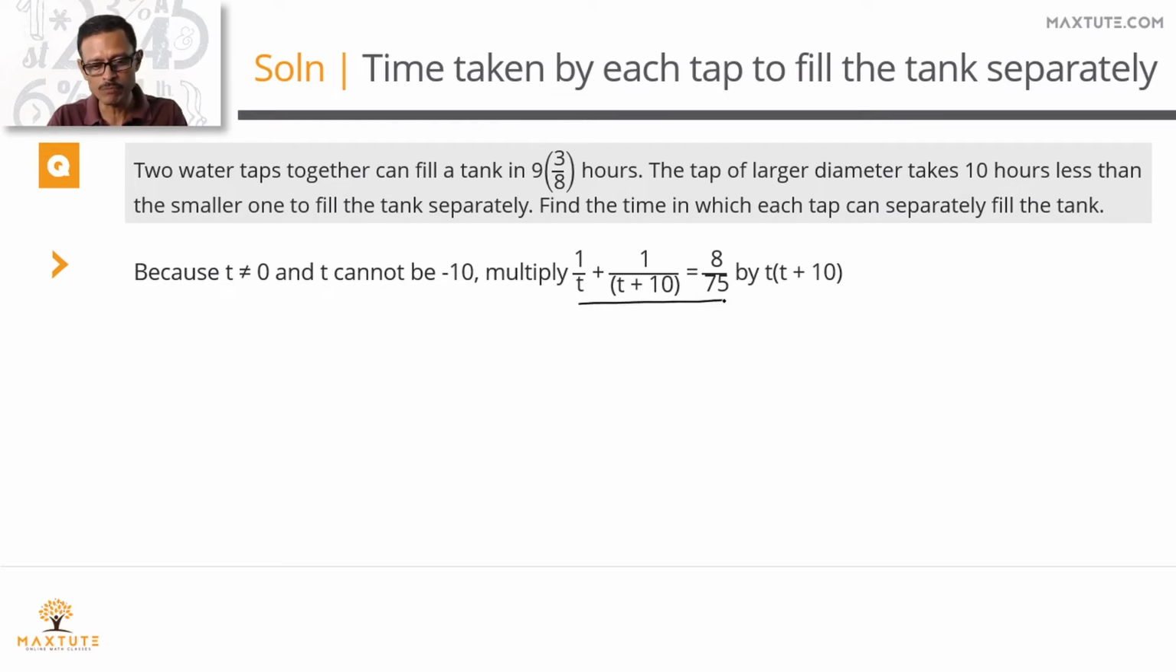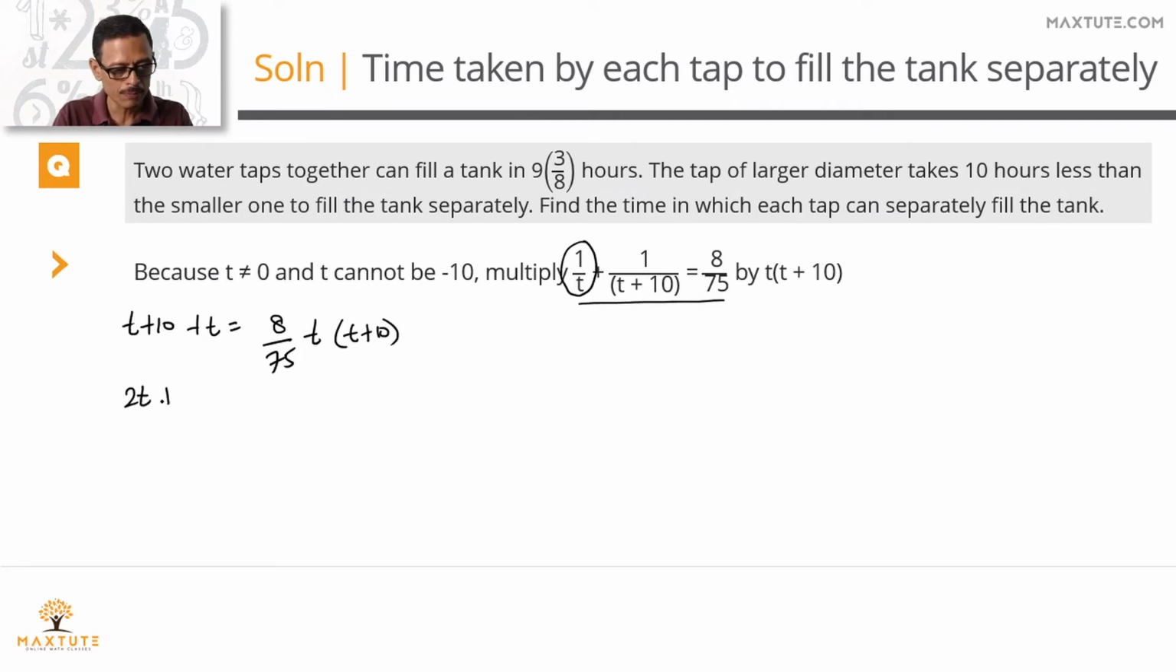If we're multiplying both sides by t into t plus 10, let's pick this term and multiply it first with t into t plus 10. t into t plus 10 by t gets cancelled with t to leave us with a t plus 10. If we multiply it with this term, t into t plus 10 by t plus 10, t plus 10 will get cancelled with t plus 10 to leave us with a t. On the right hand side, we're going to be left with 8 by 75 into t plus 10 t and t, which will leave us with 2t plus 10.